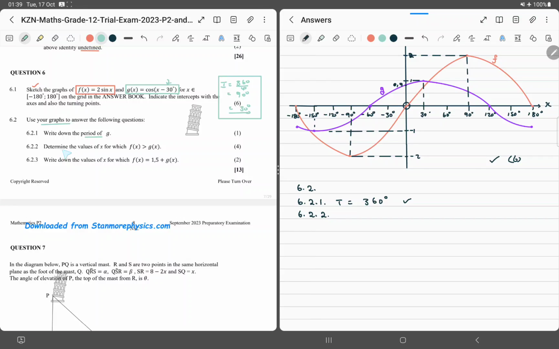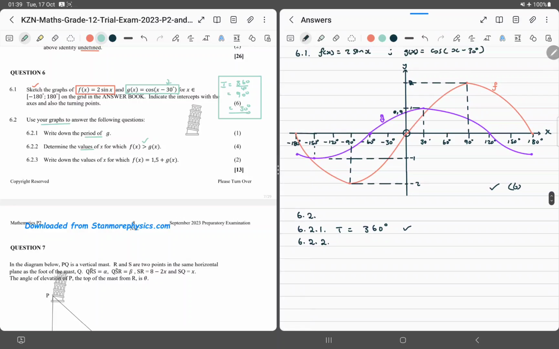6.2.2 says now determine the values of x for which f of x is greater than g of x. So essentially, when do we see f of x greater than g of x? As we can see, f of x from that point and all in those areas is above the graph of g, right? And also in this segment right here. So that is essentially the story. Ne? That is essentially the story. And I'm sure this point is actually capturing both.